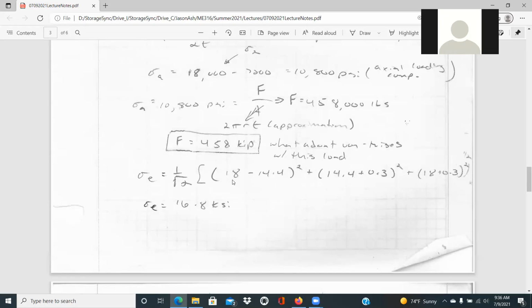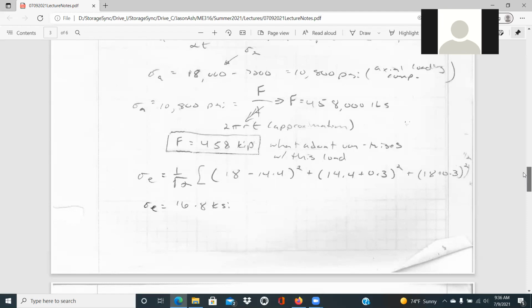Yeah. Yep. Okay. And so that's just a look at the pressure vessels and also tying it into the failure theory discussion we had on Wednesday.